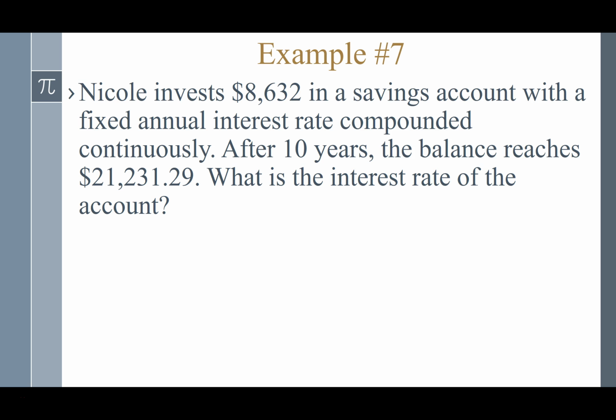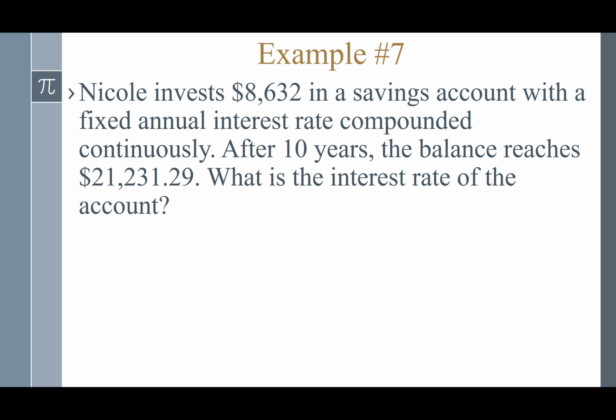So we're still going to plug in the same way. 21,231.29 equals 8,632 e to the 10r. We still divide to get rid of the number in front of the exponential. We still then rewrite the exponential as a logarithm to allow us to solve for the exponent, so it's ln of the fraction. And again, we're still not using our calculator just yet to type this out. We want to wait to the end. Then we still divide by 10 to get to our answer.